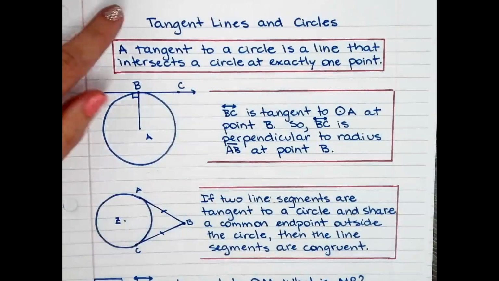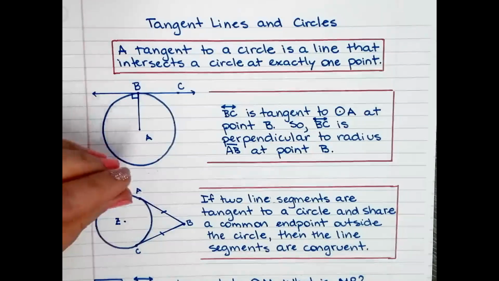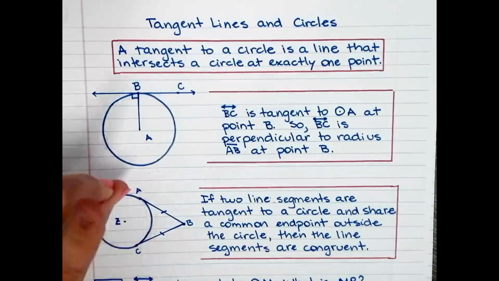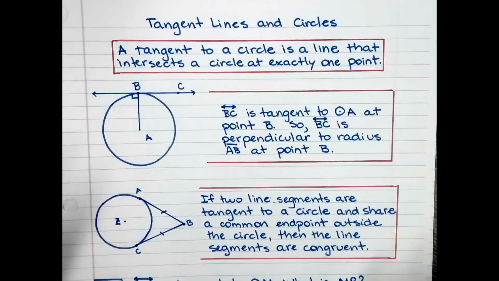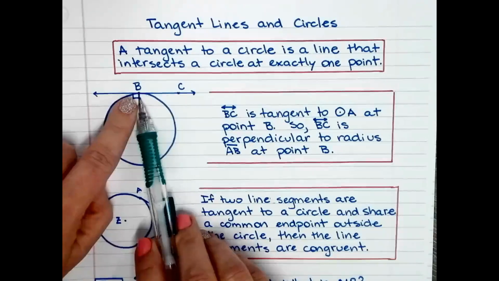In this video, we will talk about tangent lines and circles. A tangent to a circle is a line that intersects a circle at exactly one point. Only one, not two, it doesn't cross. It's only touching the circle at one single point.